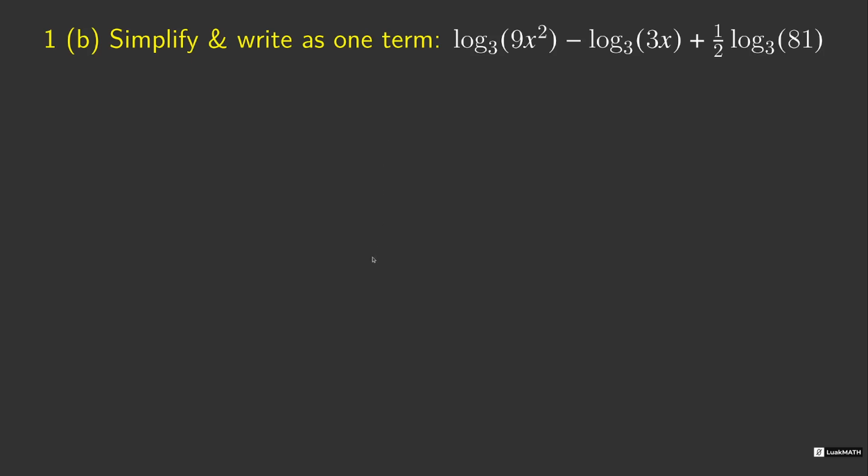Okay, next one. So we need to simplify and write as one term. So if we're writing this as one term, there are some factors here. There's a minus sign, there's a plus sign. But one thing we notice is that the bases are all the same. So log to base 3, log to base 3, log to base 3. Okay, so let's see what we can do.